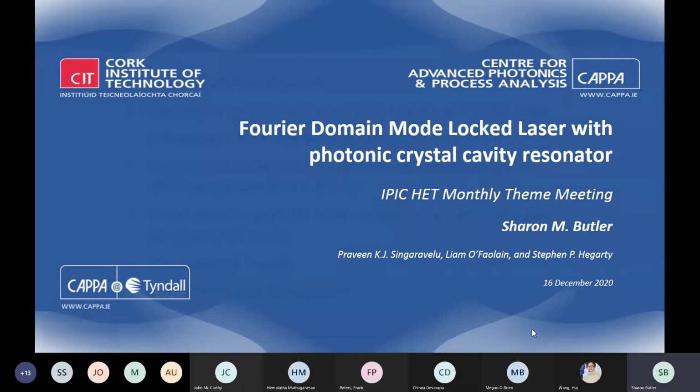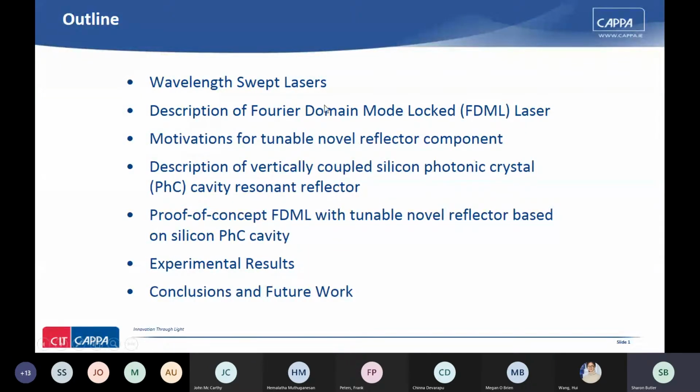So I'll begin with an introduction to wavelength swept lasers, and then I'll describe a specific type of wavelength swept laser, which is the Fourier Domain Mode Locked laser. And then the motivations for this work of using a tunable novel reflector component in the FDML configuration, and that's based on a vertically coupled silicon photonic crystal cavity resonant reflector, and then a proof of concept demonstration using that component in the FDML, followed by the experimental results and the conclusions and future work.